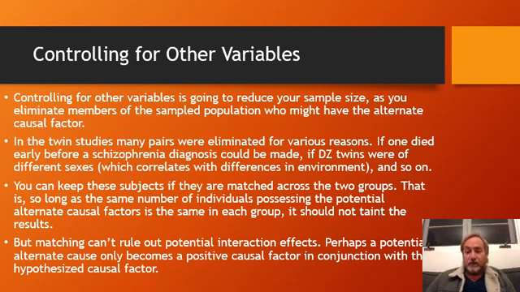You can keep those subjects so long as you match them across the two groups, right? So if you've got one participant in the experimental group who has a potential alternative causal factor, make sure you have one of those in the control group as well. That wouldn't work for eliminating the DZ twins of different sexes, because none of the monozygotic twins will be of different sexes. You can't match that, but there might be other variables that you could match.